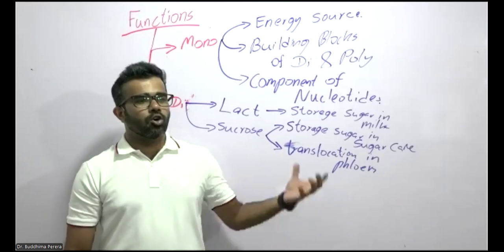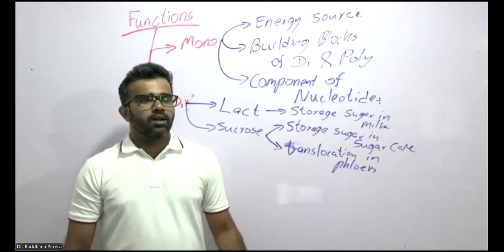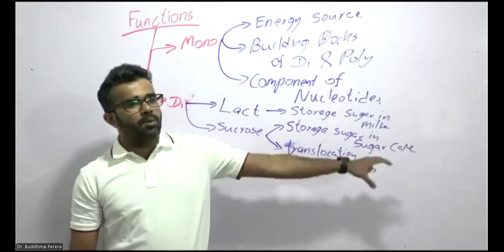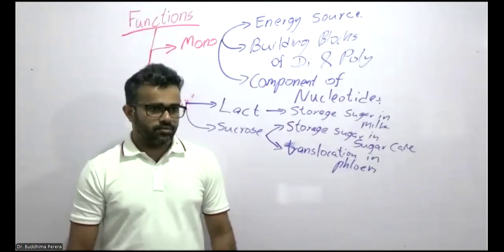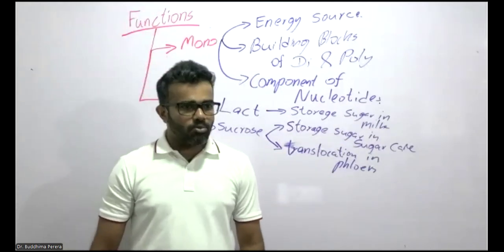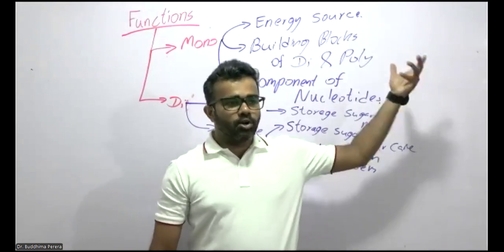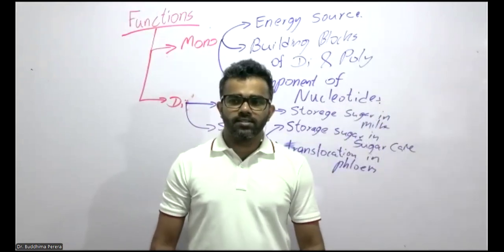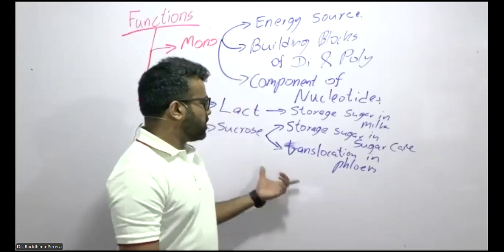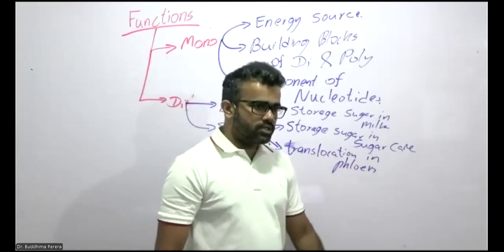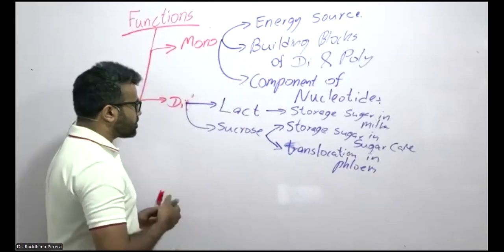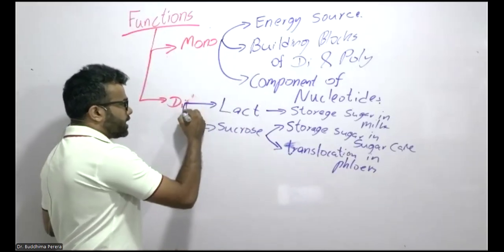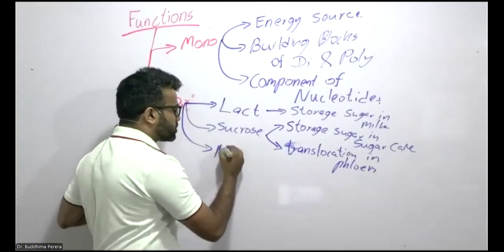That's why we call sucrose the transporting carbohydrate in plants. Storage carbohydrate is starch. Transporting carbohydrate is sucrose. So translocation in phloem, sucrose. Then there's another disaccharide. What is it? Maltose.